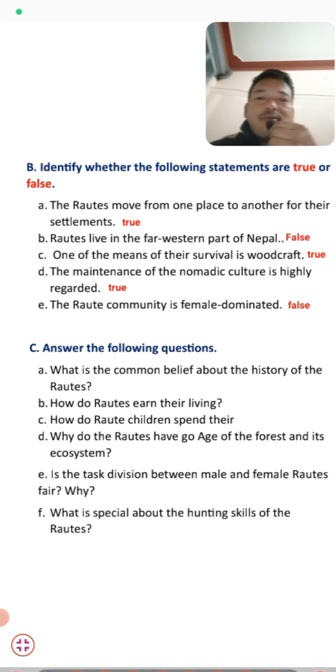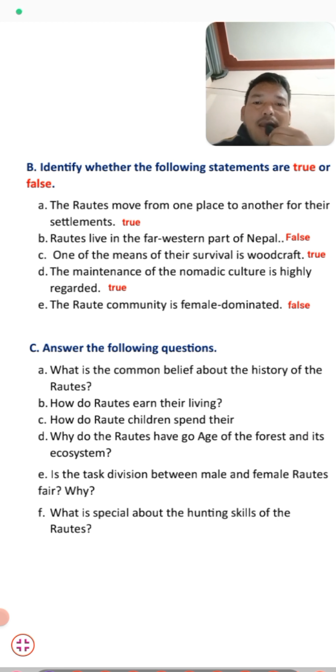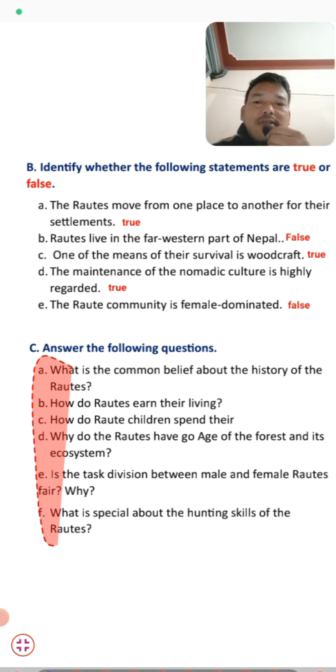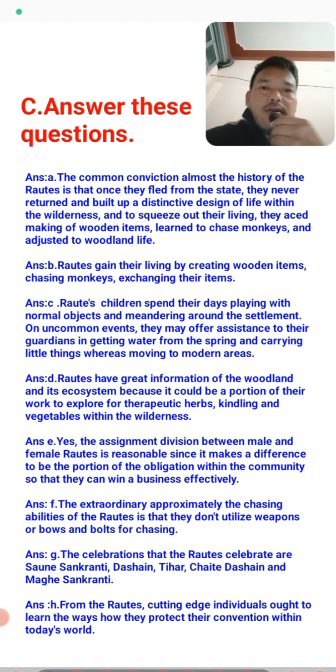Now I take you to the next one, that is question and answers. Okay, it's C number. Here we have the questions given A, B, C, D, E, F and so on. And students, I hope you can write the answer of these questions. But I have written the answer of all these questions. Have a look at the answers of these questions first, then we will discuss them. Okay, students, here are the answers of these questions I have written here.